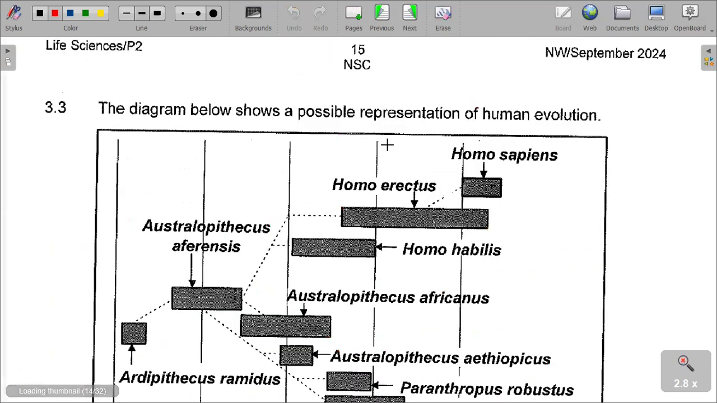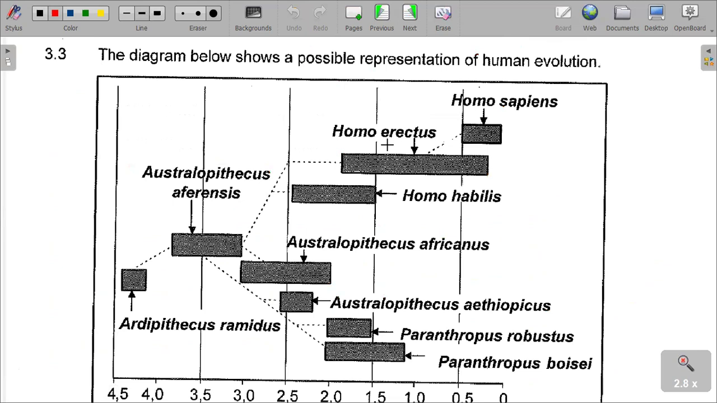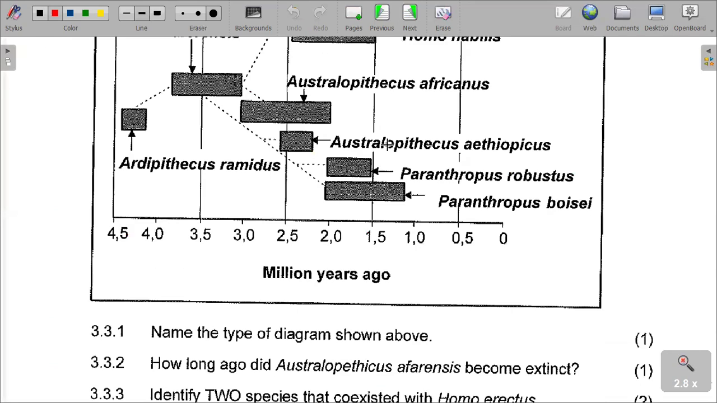And then the next question is the possible representation of human evolution, 3.3. And then you are given all this. Name the type of diagram that is shown on this one. It is a phylogenetic diagram. This is a phylogenetic tree diagram.